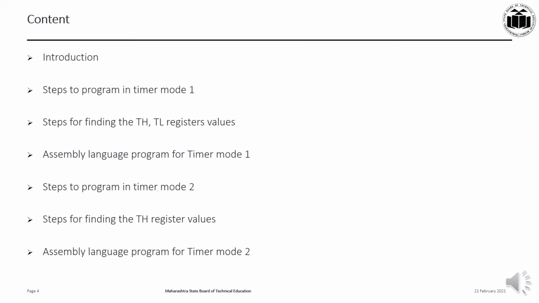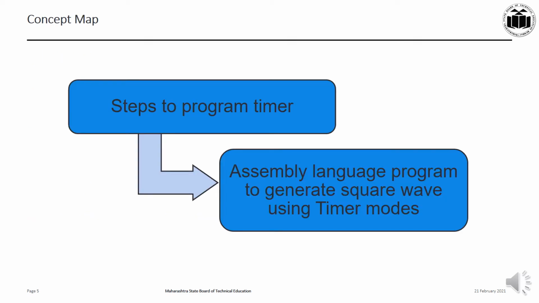The contents of this presentation are: introduction, steps to program in timer mode 1, steps for finding the TH, TL register values, assembly language program for timer mode 1, steps to program in timer mode 2, steps to find the TH register value, and assembly language program for timer mode 2. This is the concept map, in which we can see that first of all we have to study the steps to program the timer, and then we can do the assembly language program for it.